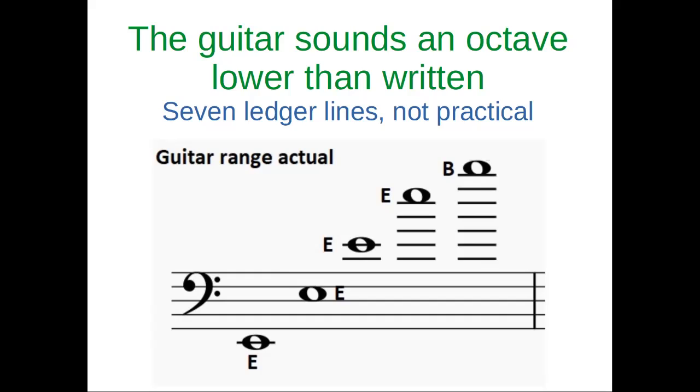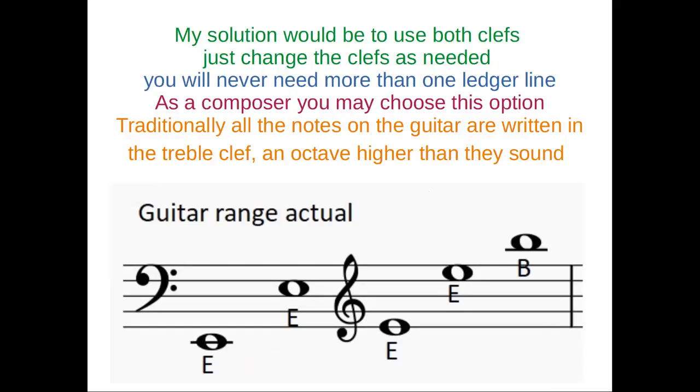But it actually sounds in the bass clef, but if we put it in a bass clef, there's just too many ledger lines and it's not practical. And so the treble clef is a better solution if you were choosing between the treble clef and the bass clef. My proposal or my solution is to simply use both clefs, write the music in the actual range of the sounds instead of writing them an octave out, and just change the clefs in line as and when you need it.